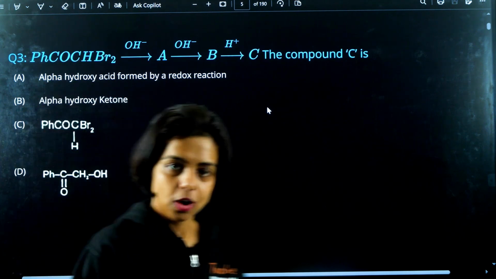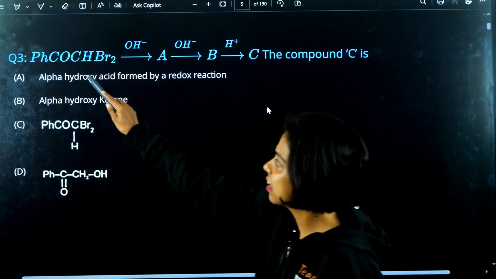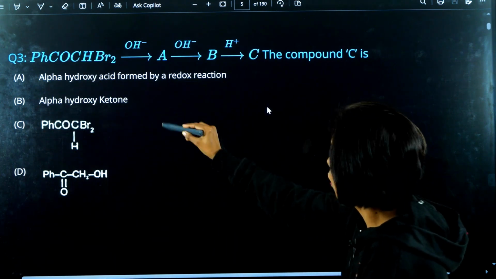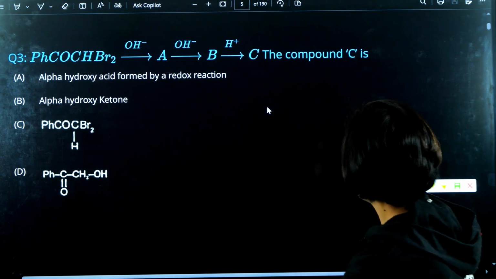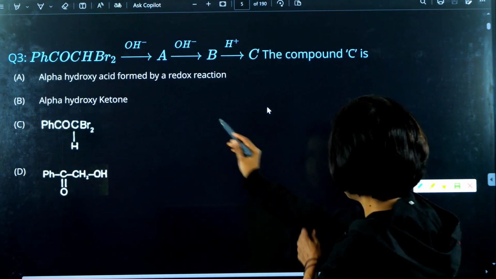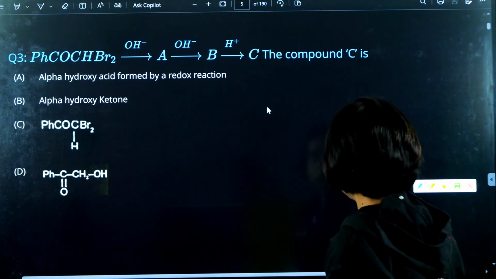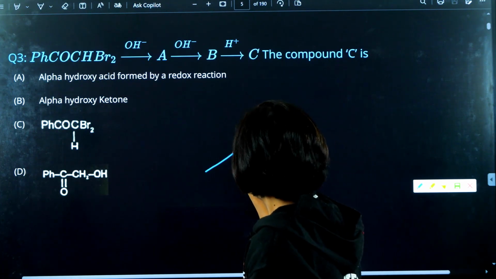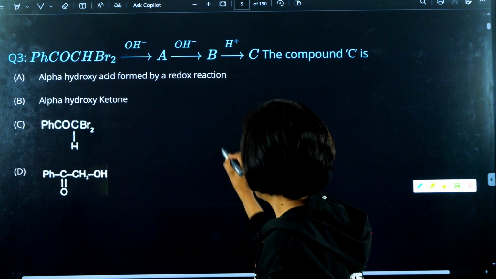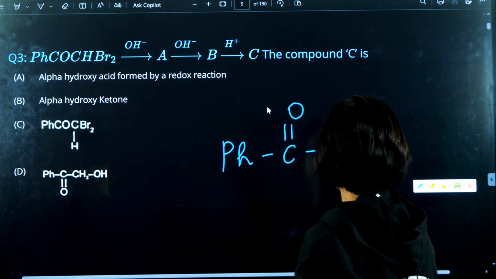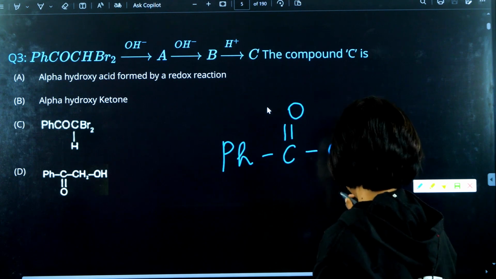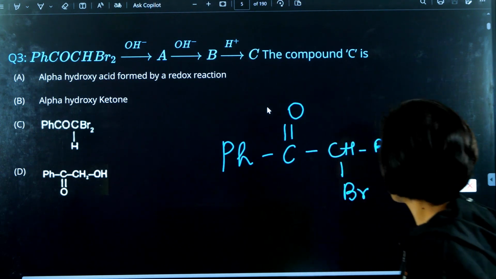We have this question from organic chemistry. So we have a benzene ring with COCHBr2 and we added OH negative and then followed by H positive. Okay, so I can see here what is happening. So I have a phenyl. Let me make it phenyl only. Phenyl group C double bond O CHBr2. Right? This is what is happening.